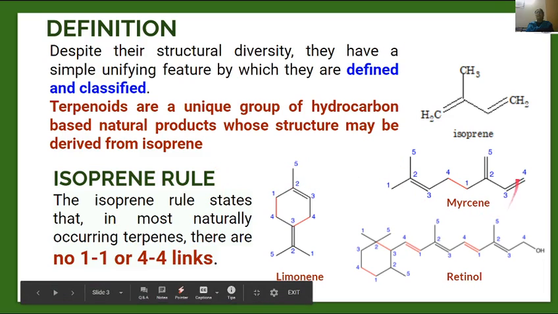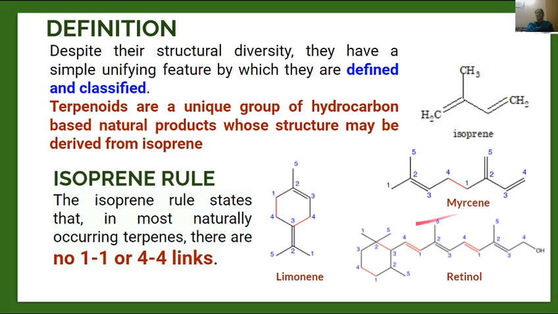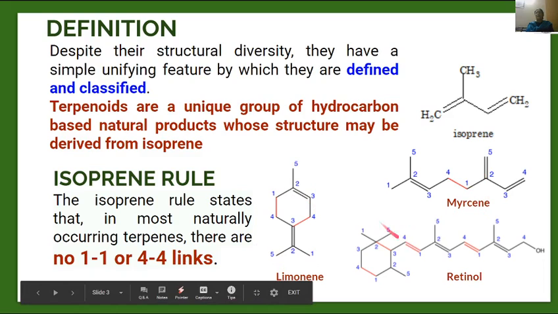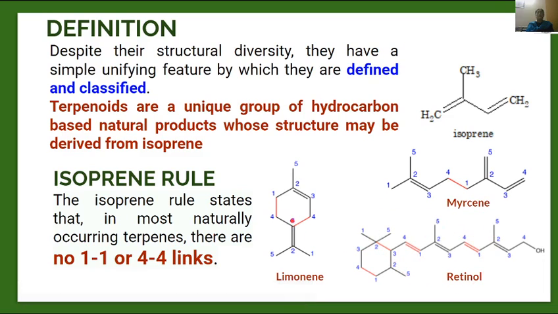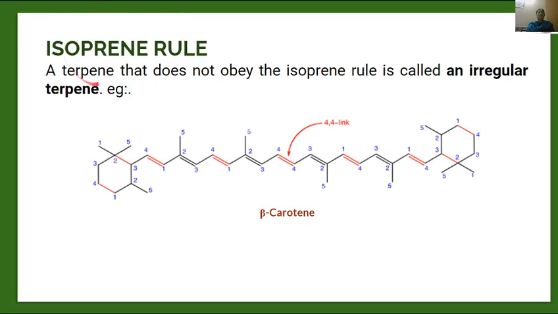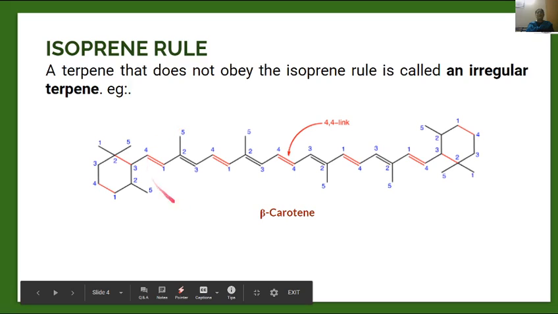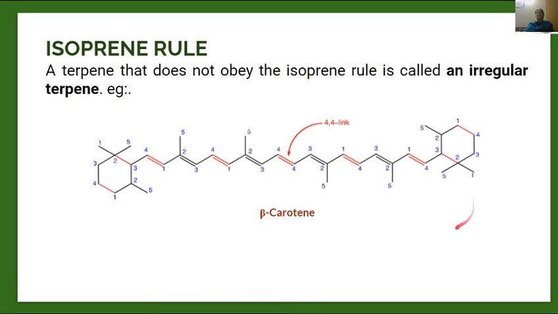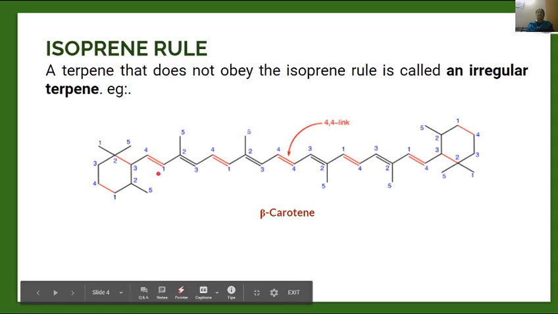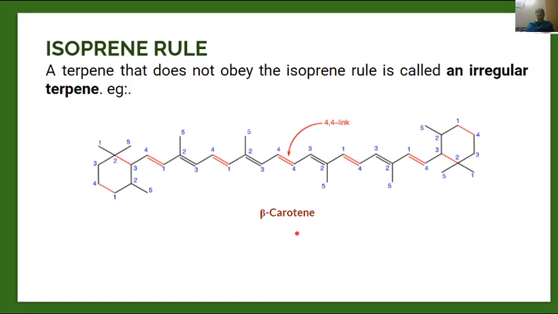Here are some examples of terpenoids. One is myrcene, another is limonene, a volatile oil, and another is retinol, commonly called vitamin A. A terpene which doesn't obey the isoprene rule is called an irregular terpene. This is the structure of beta carotene, which contains alternate double bonds. It is a highly conjugated structure, and it gives a very good chromophore, a highly colored pigment, which is an important part of commonly available vegetables, that is carrots or Daucus carota.